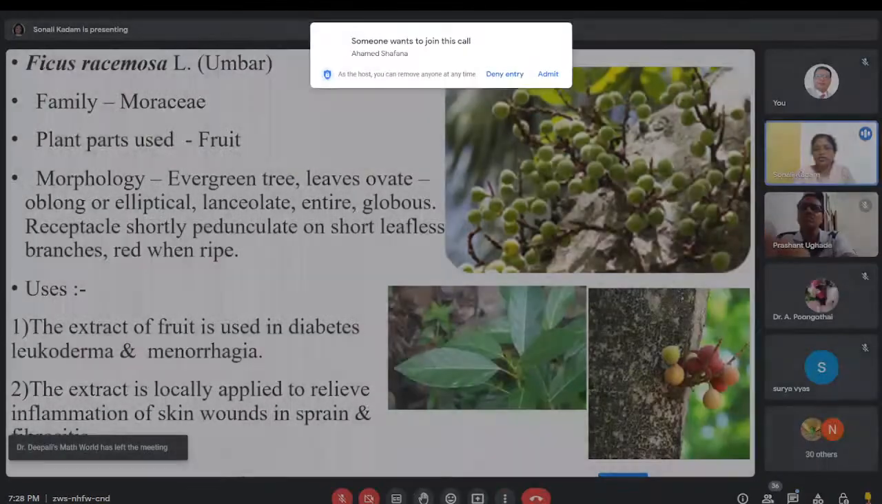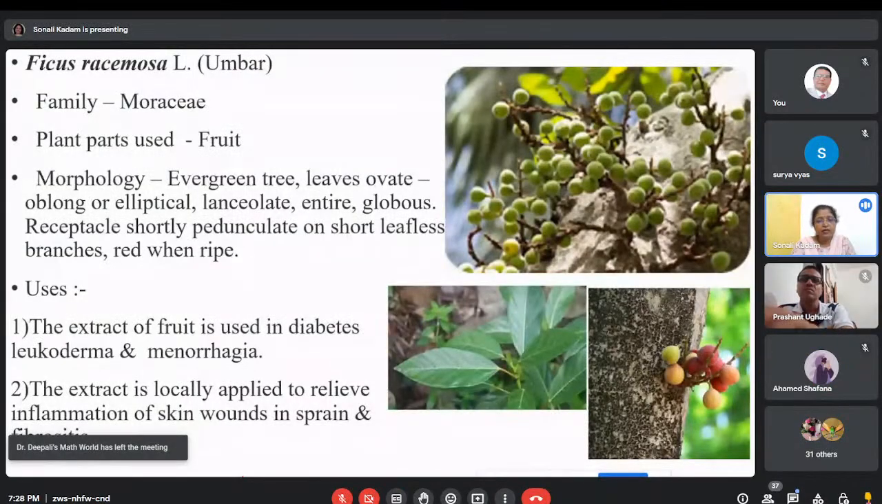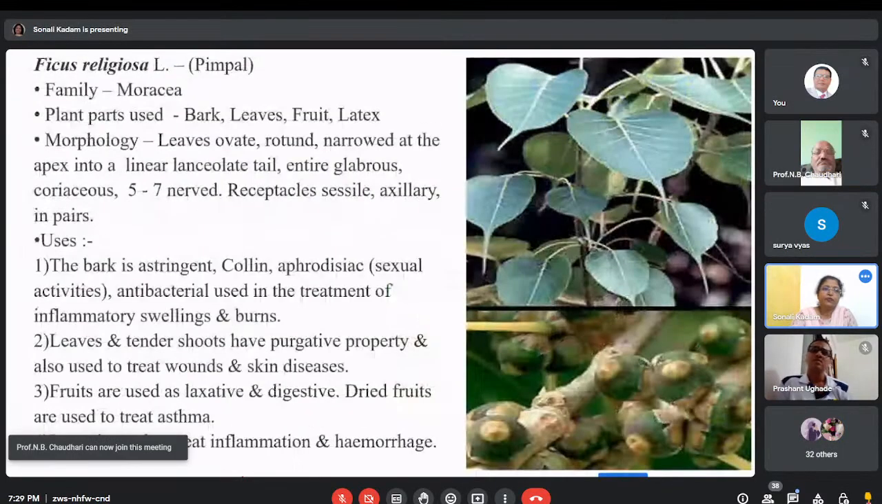If you have seen the anjeer, then similar to that, this umbar is there. When you eat any anjeer, you have very small seed-like structures in it. In a similar way, the umbar is there. The fruit is used in diabetes, leukoderma or menorrhagia. It is also used on skin wounds, in sprains or fibrosis. Any type of fibrosis, it is also used.